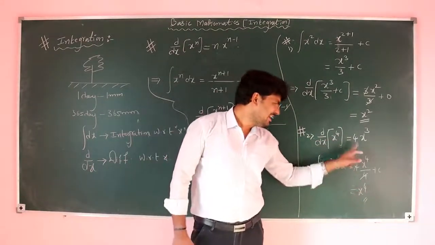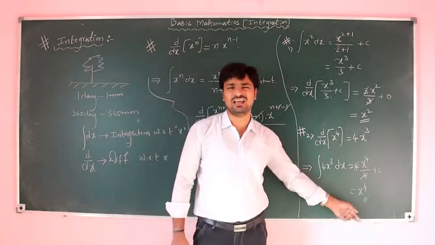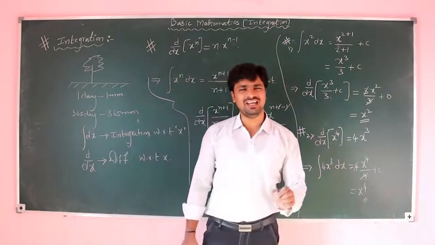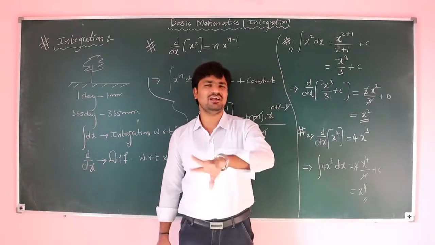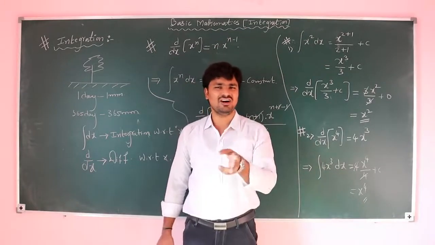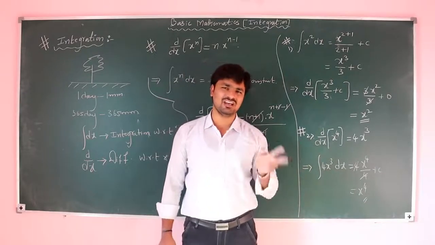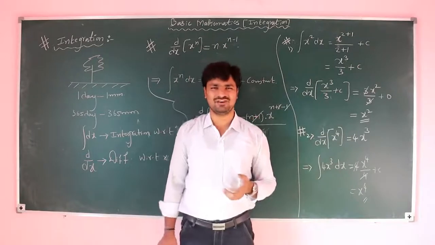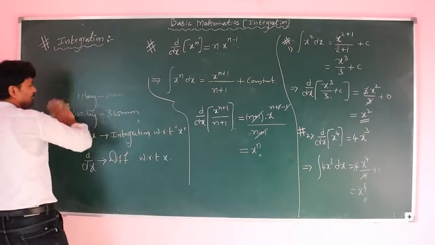The differentiation of x power 4, and finally one time differentiation and one time integration, how much did you get again? X power 4. Means what do you understand from here? If any function is differentiated one time and immediately integrated, then you get the same function. Or else if you integrate and immediately differentiate, again you get the same function. And we will see some more examples here.